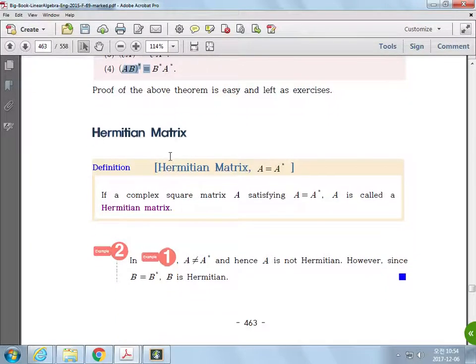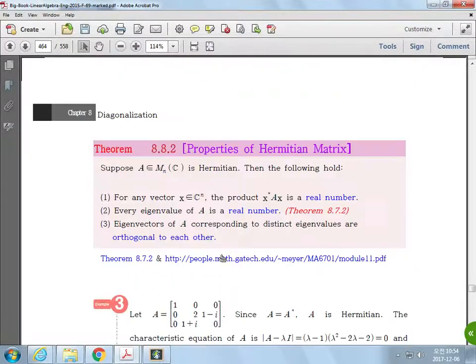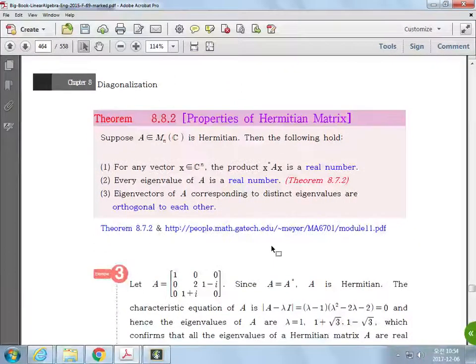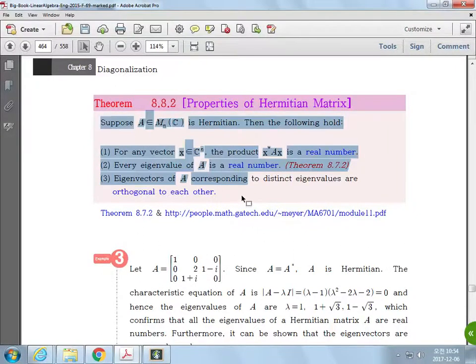Okay, this is the special matrix which satisfies this condition. If A is equal to A star, if A is the same as its conjugate transpose, then we call it a Hermitian matrix. Hermitian matrix. This is a property of Hermitian matrices.